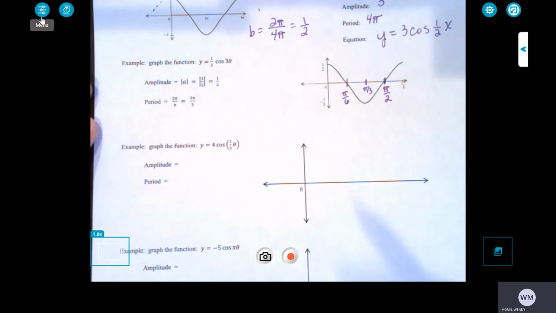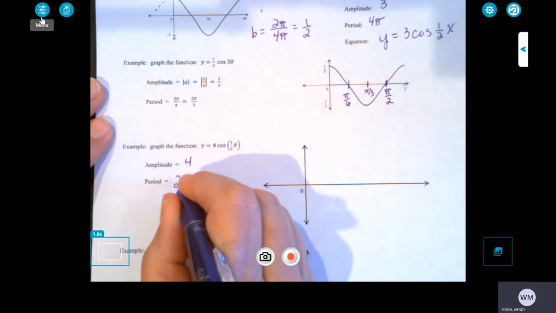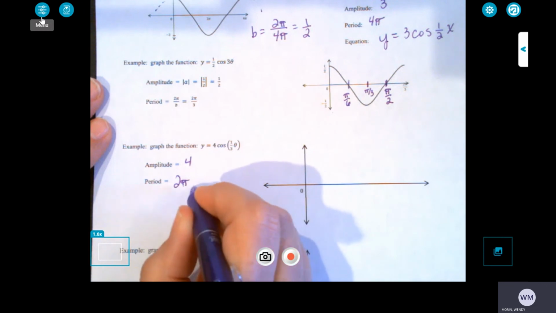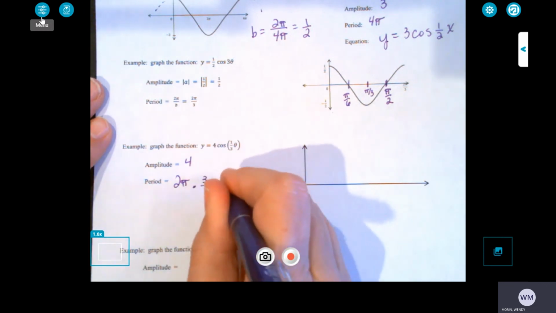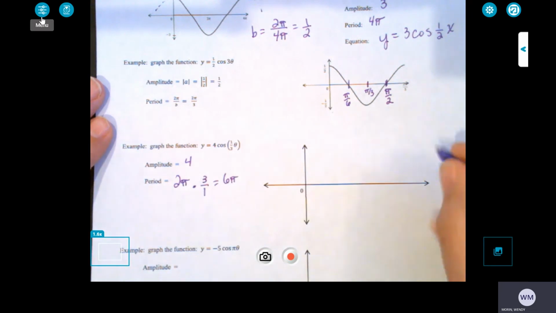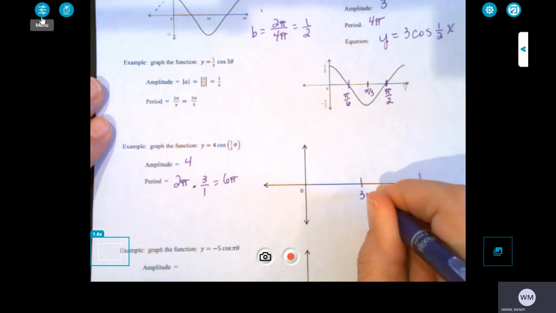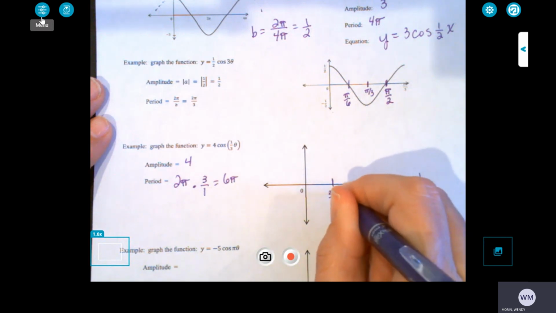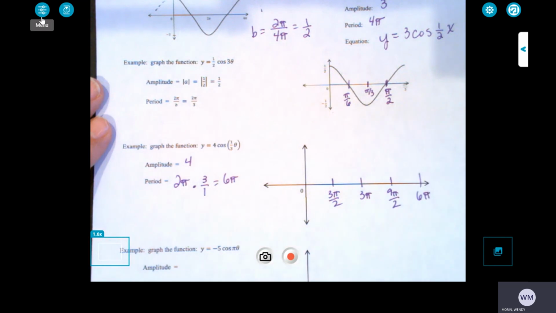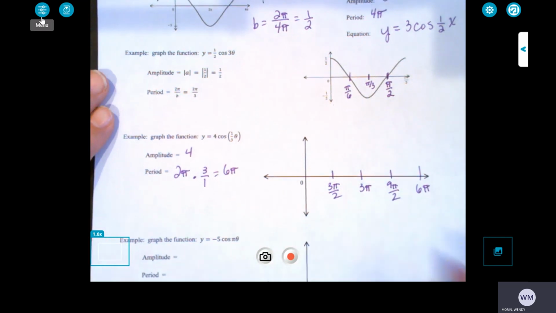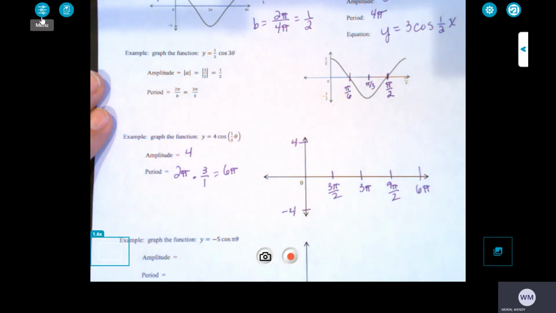Okay, welcome back. Hopefully you stopped the video. The amplitude is 4. The period is 2 pi divided by a third. But I like to multiply by 3 over 1. So our new period is 6 pi. So 0 to 6 pi is our period. 3 pi is the middle. 3 pi over 2 is the middle of that. And 9 pi over 2 is the middle of that. Our amplitude is 4. So we're going to go up to 4, down to negative 4.